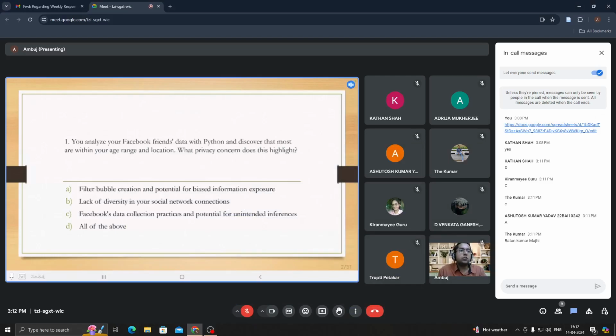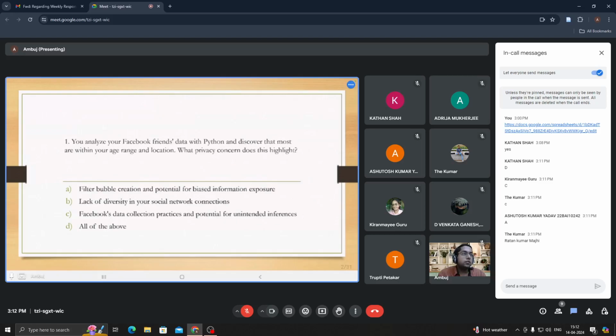This is a question based on the previous week's content. Try to answer this question. Read it carefully and try not to fall into the trap. This is my sincere advice. The question says you analyze your Facebook friends data with Python and discover that most are within your age range and location. What privacy concern does this highlight? Please do answer. No need to fear, no need to hesitate. There is no penalty for a wrong answer.